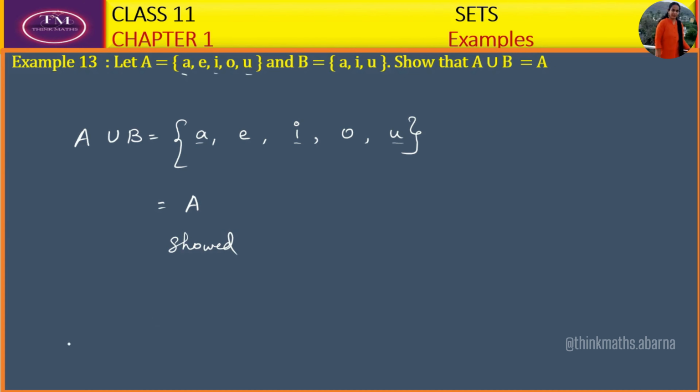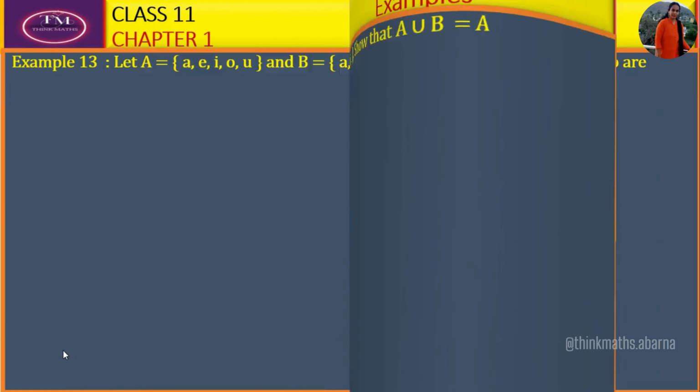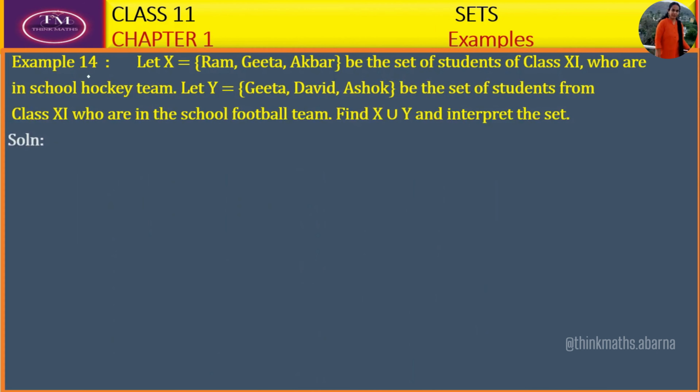Okay. So moving on to the next example, example 14. Let X be the set {Ram, Geeta, Akbar} of students of class 11 who are in the school hockey team. Let Y be the set {Geeta, David, Ashok} of students from class 11 who are in the school football team. Find X union Y and interpret the result.